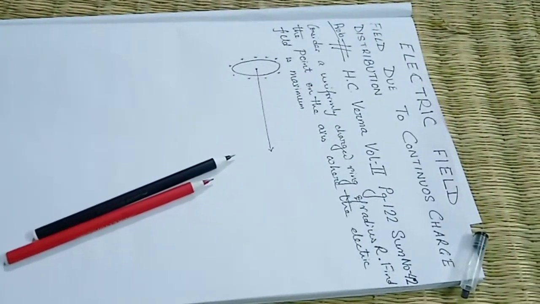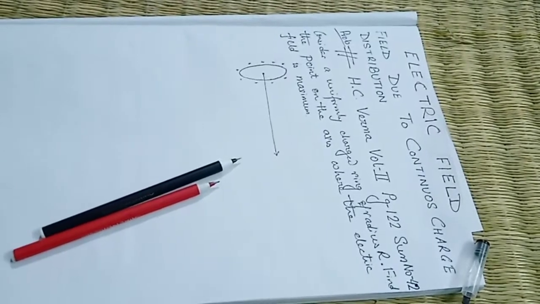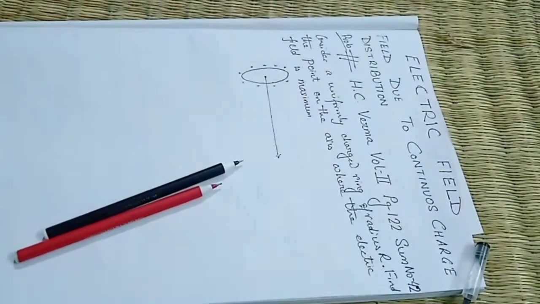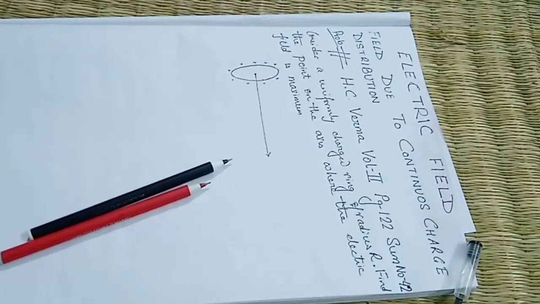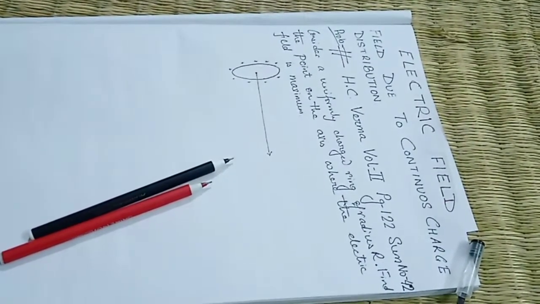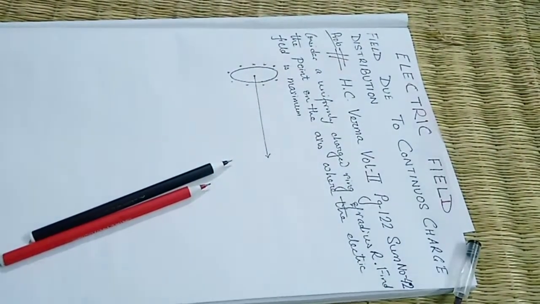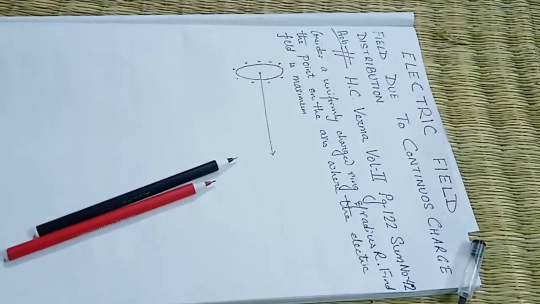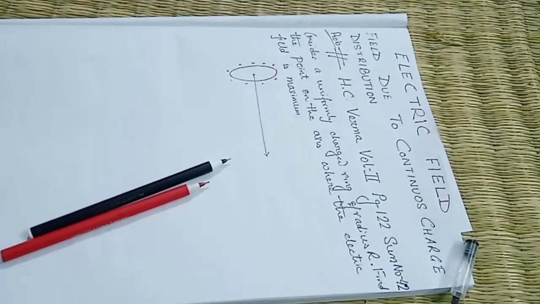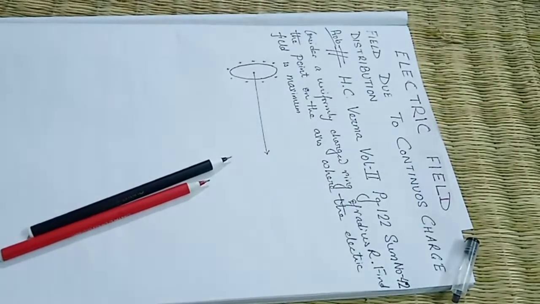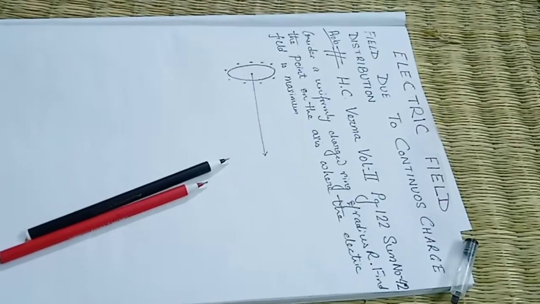Today we will be discussing an important topic of electric field. In my previous video I have given the problem on field due to point charge. If you want to see the video of the problem, the link is given in the description box below the present video. Today we are discussing a problem on field due to continuous charge. It is a problem from H.C. Verma volume 2 page 122 and the sum number is 42. So let's see the sum.